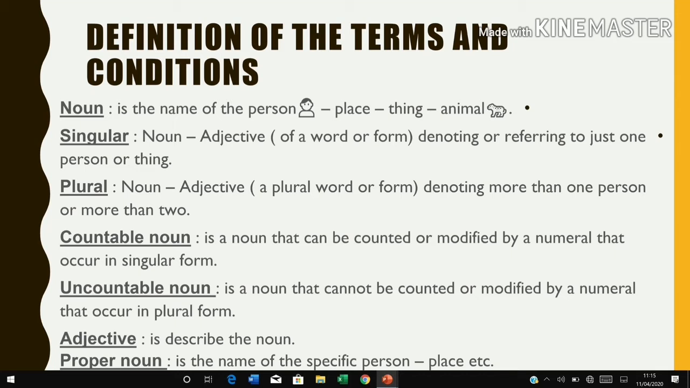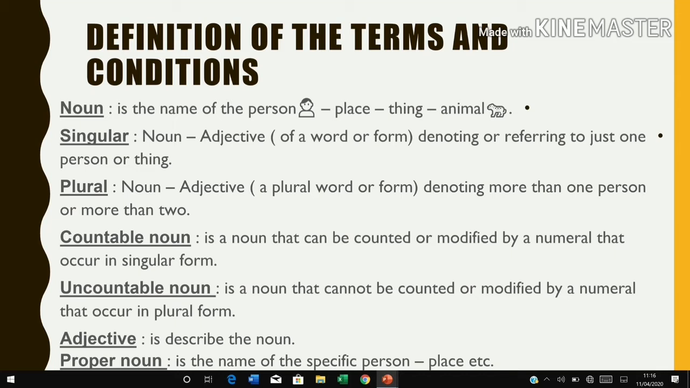An adjective, you know very well, describes the noun. An adjective modifies the noun. For example, in beautiful girl, beautiful is an adjective and describes the noun. Girl is a common noun. So beautiful is an adjective and girl is a common noun.